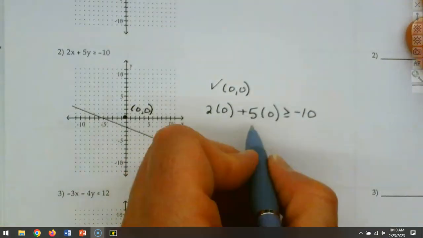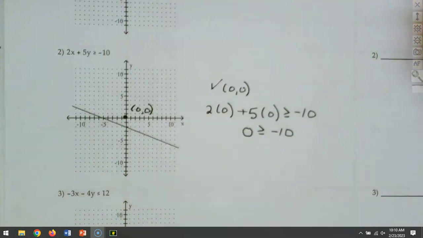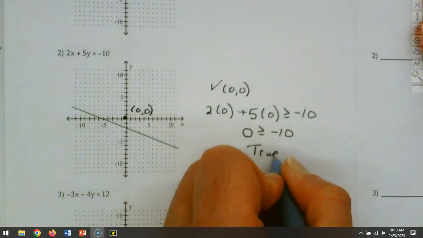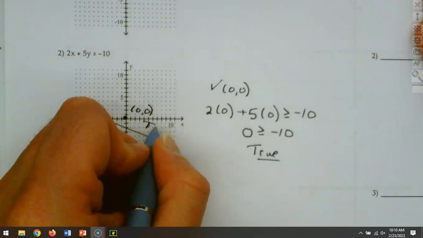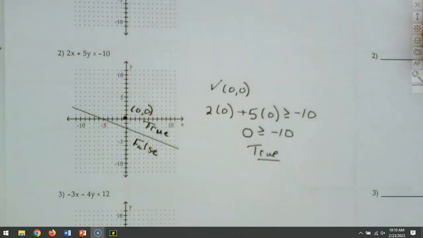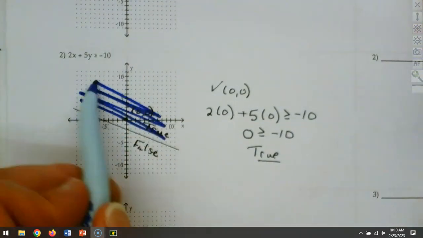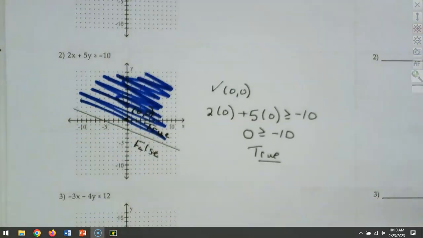On the left-hand side, all comes out to be 0. And then is 0 bigger than negative 10? Yes, it would be, wouldn't it? Right? 0 is definitely bigger than negative 10. So that would make that then true. So that means this half is true. The lower half is false. And where do we shade? The true half, which is going to be where? The upper part. So that's all I want on question 2.